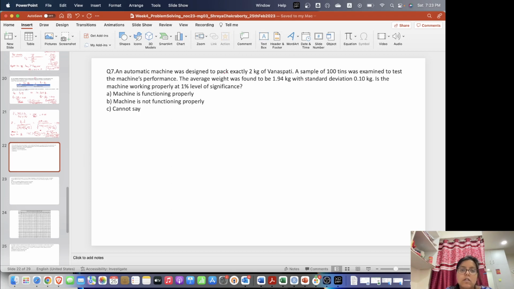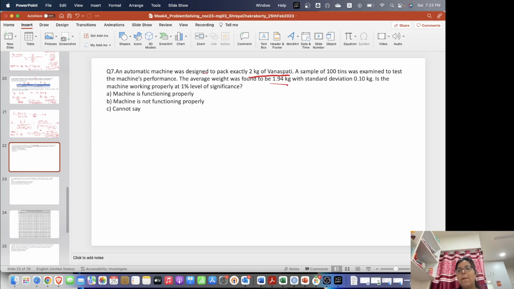So this question says that an automatic machine was designed to pack exactly 2 kg of vanaspati. A sample of 100 tins was examined to test the machine's performance. The average weight was found to be 1.96 with a standard deviation of 0.1 kg. Is the machine working properly at 1% level of significance?